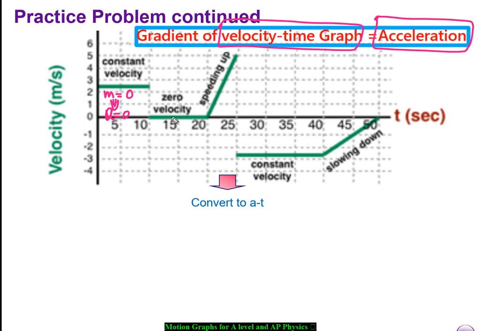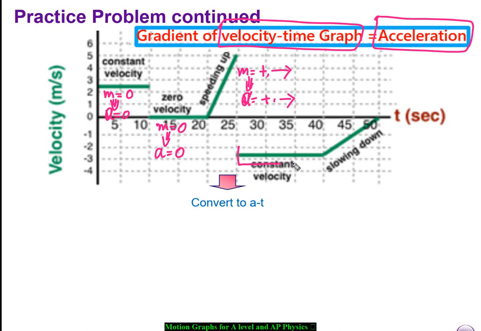Now in this part you can see again the gradient is equal to 0. M is for gradient. So how about acceleration? It has to be 0. How about the gradient here? The gradient is positive. Is the gradient constant? Yes, it is constant. How about velocity? Acceleration, yes. So how about acceleration? It has to be positive and it has to be constant.